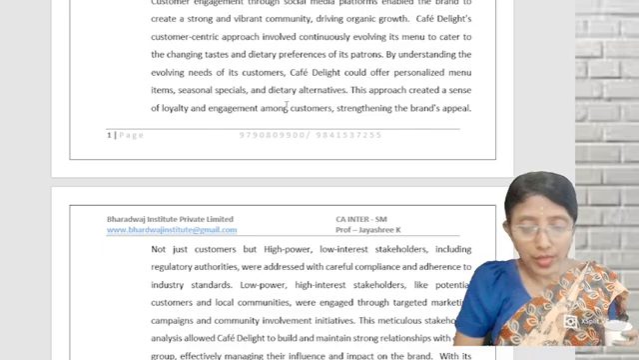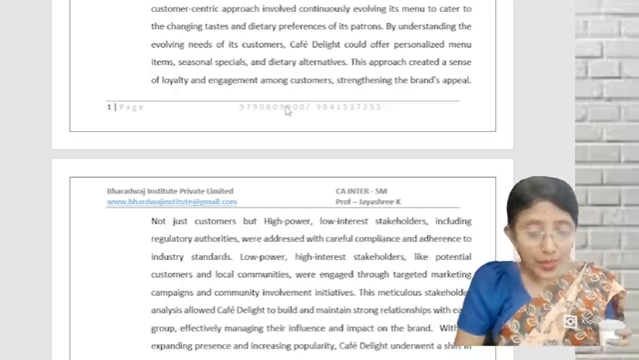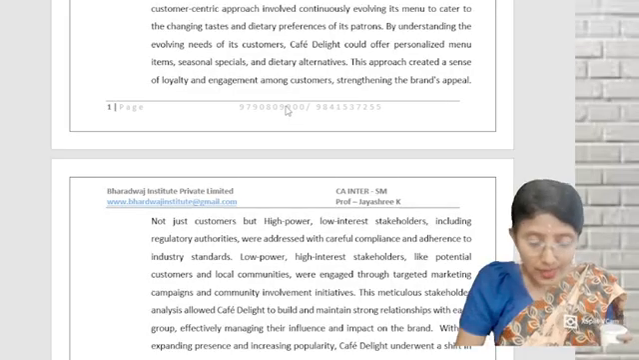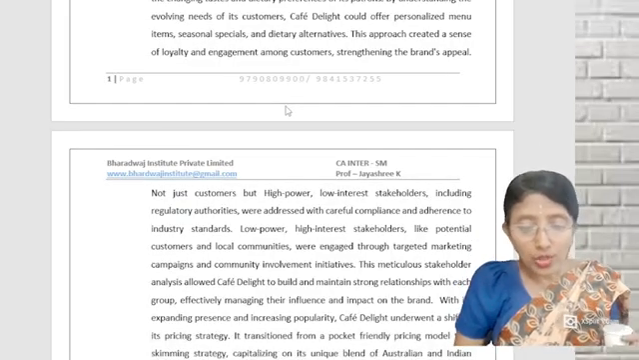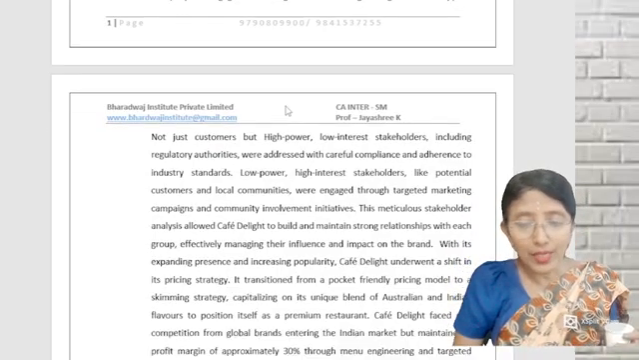Low-power, high-interest stakeholders like potential customers and local communities were engaged through targeted marketing campaigns and community involvement initiatives. This meticulous stakeholder analysis allowed Cafe Delight to build and maintain strong relationships with each group, effectively managing their influence and impact on the brand.